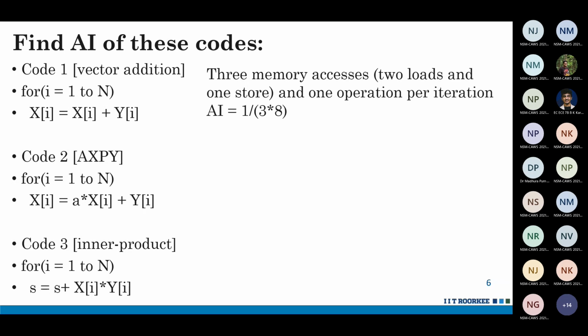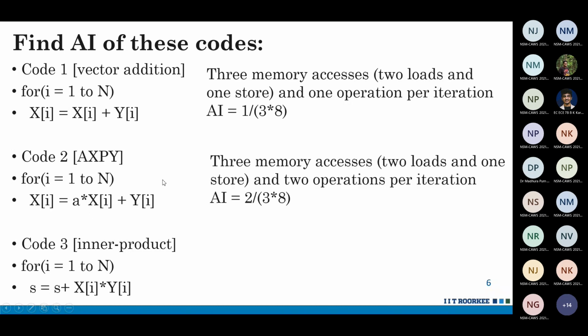Then the next is code 2, that is the ax plus y format. Here also the same thing: we are fetching x and y, doing ax plus y, and storing it back in x of i. So again the memory accessed will be 3 times 8 bytes, and the number of computations will be two, because we are multiplying a and x and then adding y. So two computations per 24 bytes.